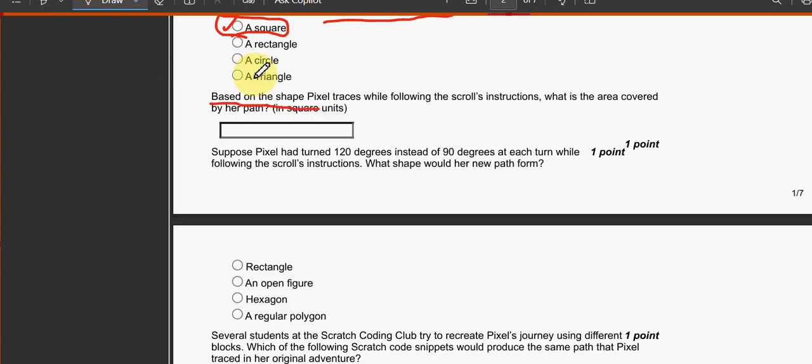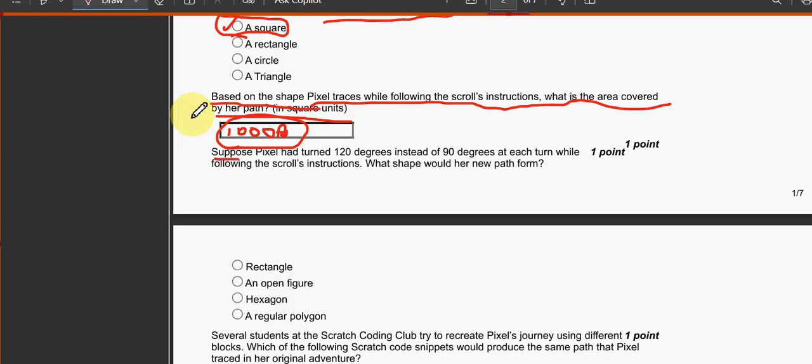Next, third one. Based on the shape Pixel traces while following the scroll's instructions, what is the area covered by her path in square units? So I have got 10,000. So 10,000, four zeros after one, right? So 10,000.